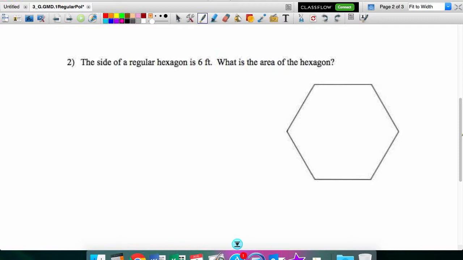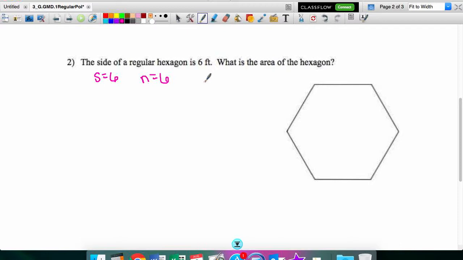Problem 2 tells us that the side of a regular hexagon is 6 feet. So this is going to give us the side length S. So right now we know that S is 6. In addition, because it gave the word hexagon, and also because the diagram provided is a hexagon, we also know that the number of sides is also 6. And we want to find the area.